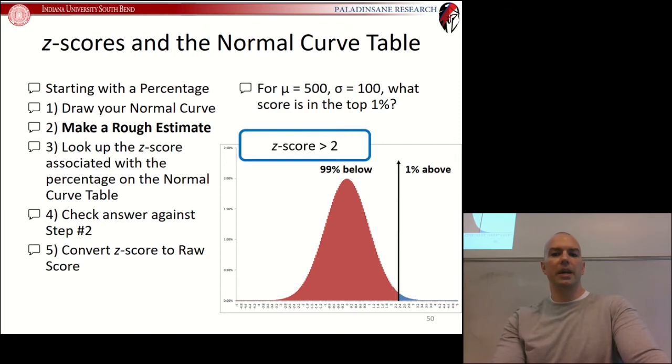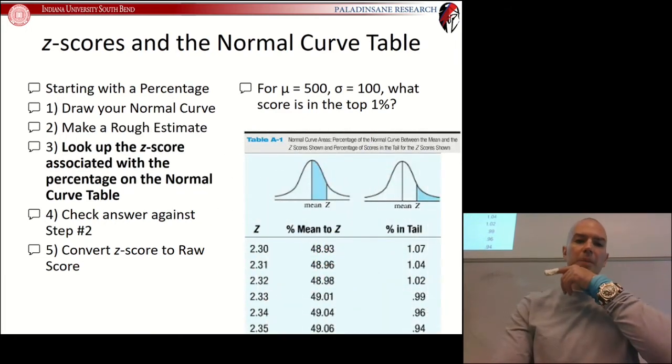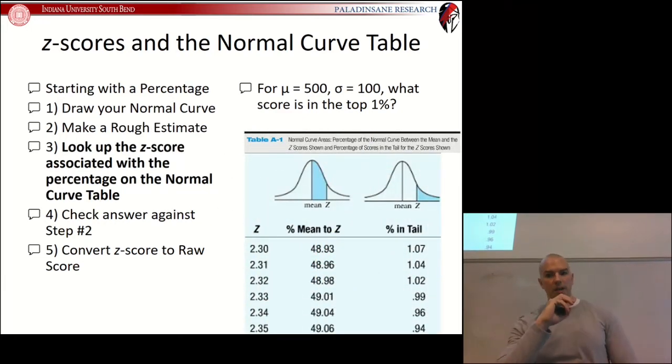It's time to look up that z-score that's associated with that percentage on the normal curve table. So this is when you take a look at your picture that you drew and you say to yourself, I'm going to totally ignore this column over here. I'm looking for percentages in this column. I'm looking for percentages in the tail, because that's what this looks like. I want this one over here.